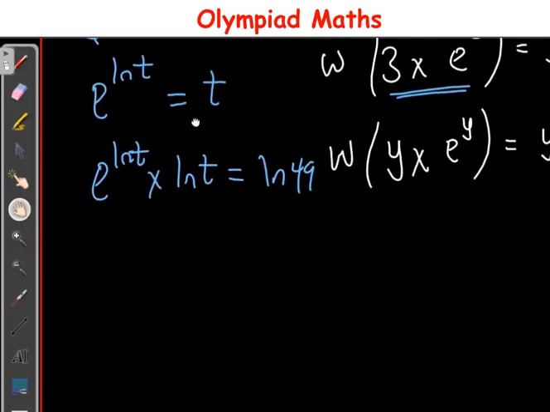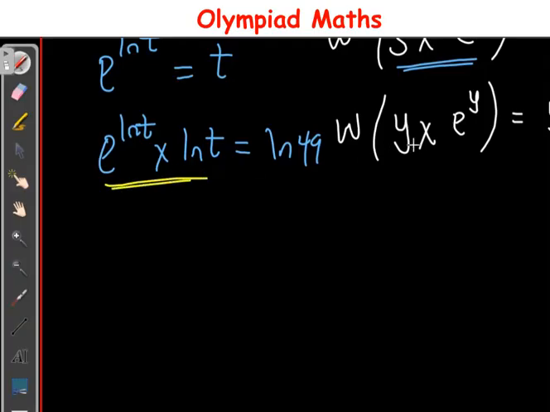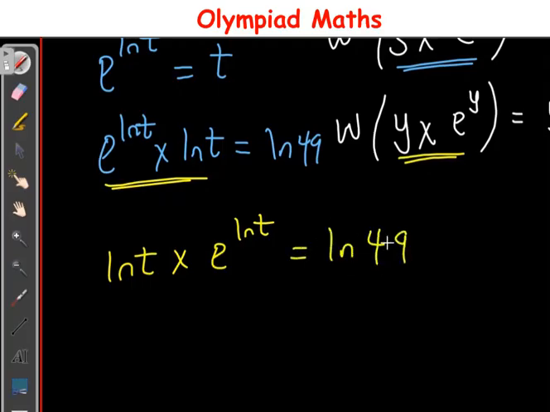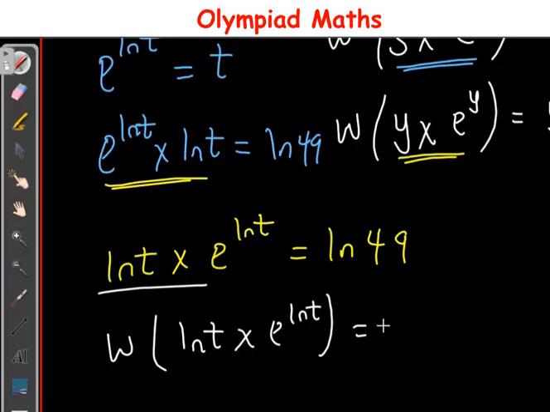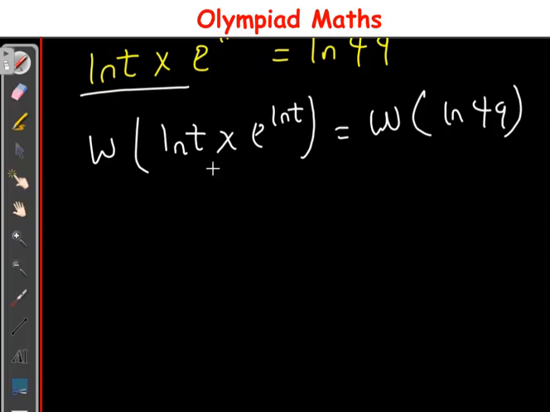So from here, if you look at this expression compared to this form, you'll notice that e is in the second place, but right here e is in the first place. So we are going to move e to the second place. This then becomes ln t, then times e raised to power ln t is equal to ln 49. So looking at this right here, this is in this form. We can then apply the Lambert W function. So W into brackets ln t times e raised to power ln t is equal to, also apply it right here, W of ln 49. Now, if you apply this function, what you are going to have is ln t, which equals W of ln 49.